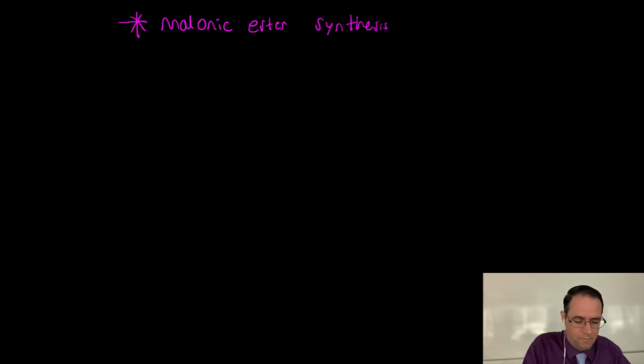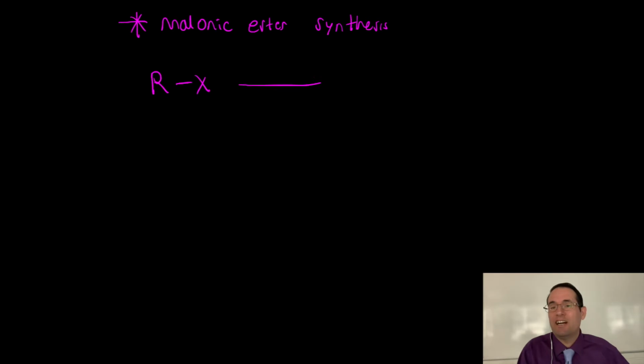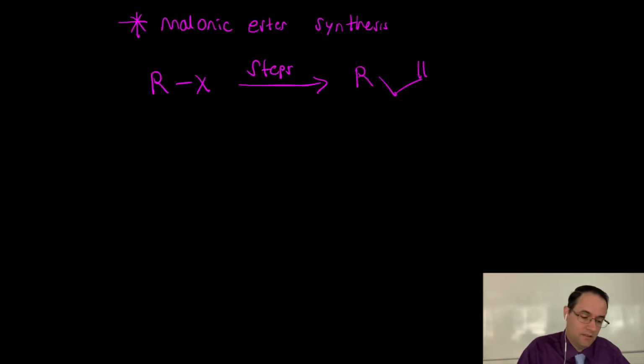The synthesis is to take an alkyl halide, and with a few steps, convert this to a carboxylic acid that looks like this. If you count the carbons, there's going to be one carbon here and one carbon here. So of course, this is a carbon-carbon bond forming reaction.